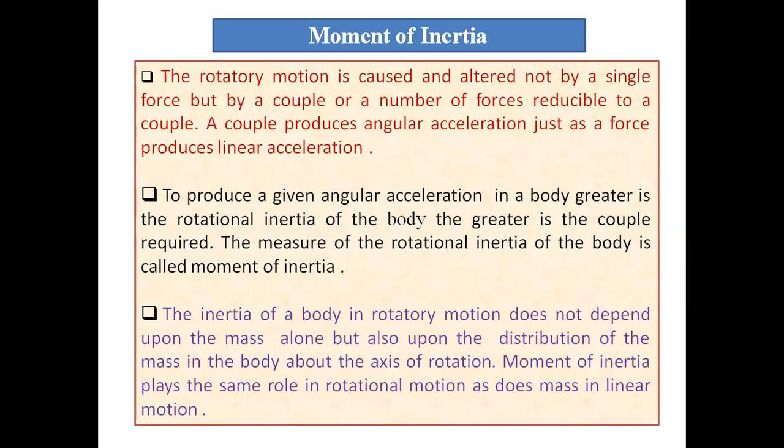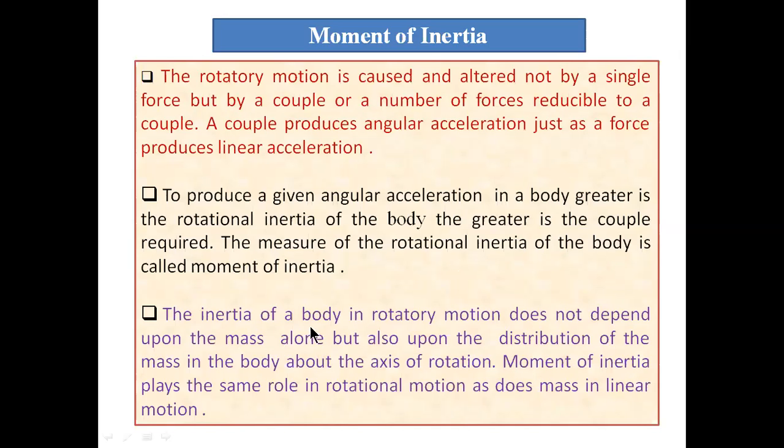Now, more about moment of inertia. The rotatory motion is caused and altered not by a single force, but by a couple or a number of forces reducible to a couple. A couple produces angular acceleration just as a force produces linear acceleration. To produce a given angular acceleration in a body, the greater the rotational inertia of the body, the greater is the couple required. The measure of the rotational inertia of the body is called the moment of inertia.